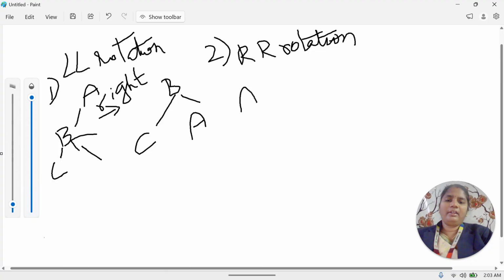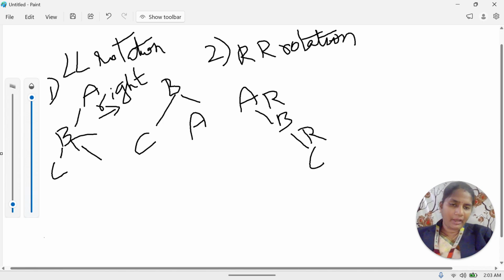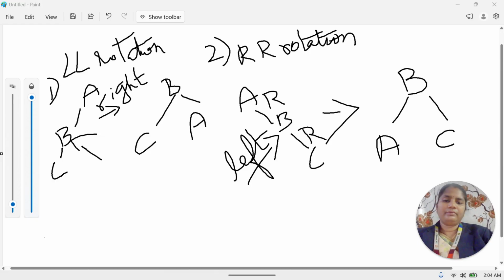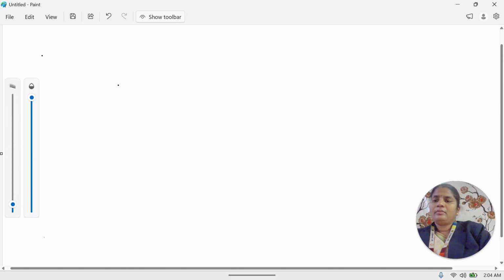So if you see here, A, B and C, it follows the right path. So we are going to perform a left rotation here. Don't confuse, so left rotation here. B comes to the center, A becomes the left child and C becomes the right child. Next one is LR rotation.